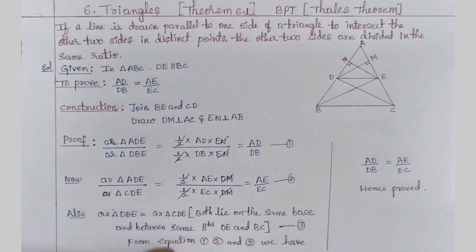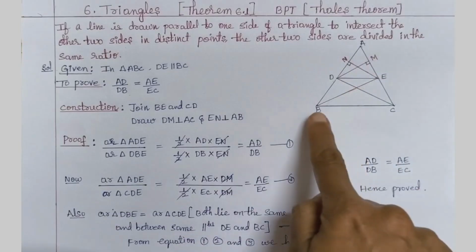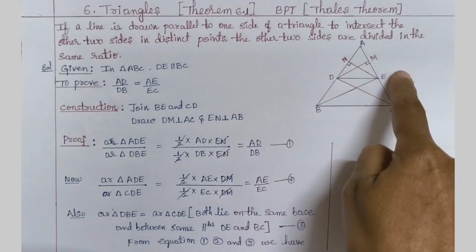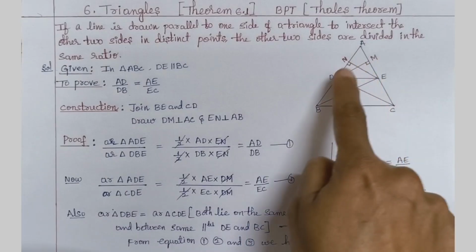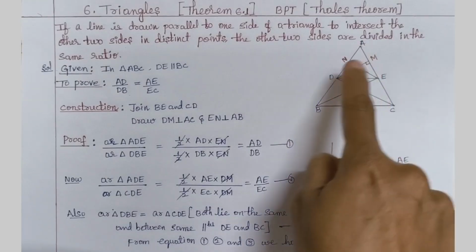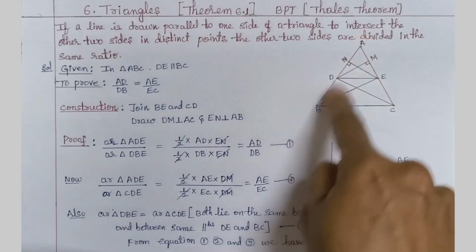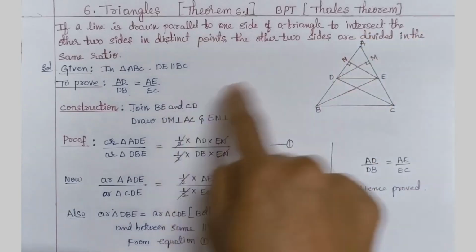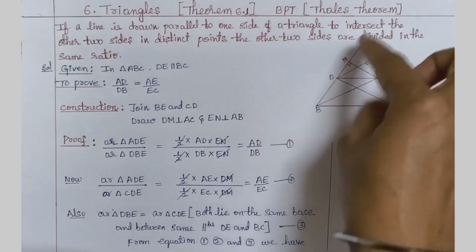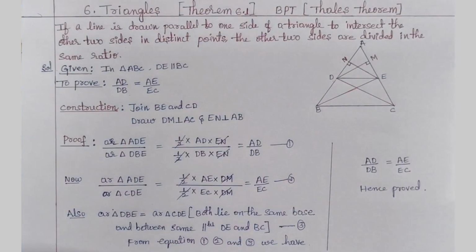This is the question. If not understood, I will repeat once again. See here, one triangle is there. One side of it, you are drawing one parallel line, means this parallel line intersects the other 2 sides at one distinct point. It intersects at one distinct point means these 2 lines are divided into the same ratio. So meaning what? This one by this one equal to this one by this one. This is the meaning of this question.